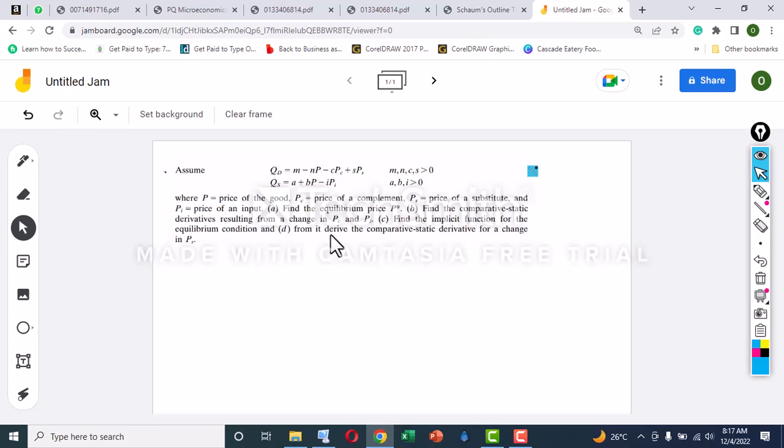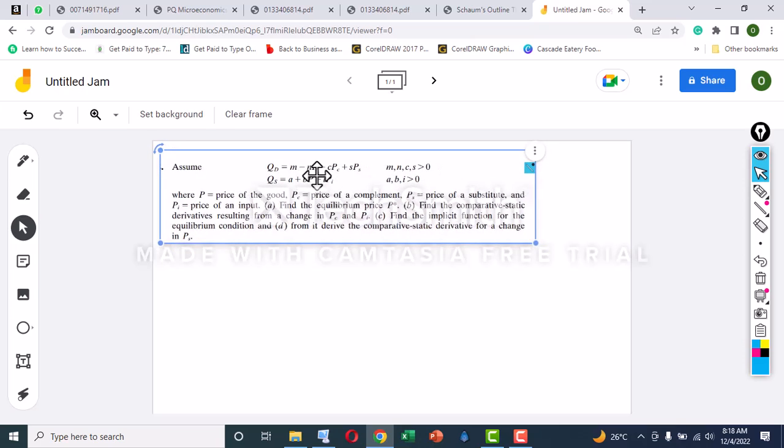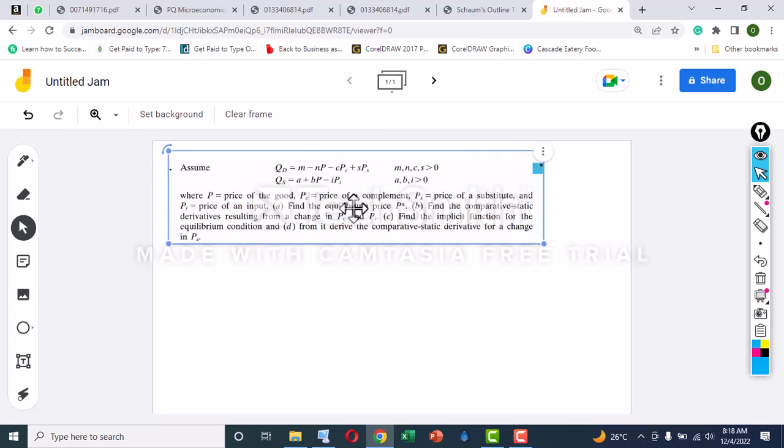This is a little different from the first one we did, because this one has more than one P. We have the price of the complement, the price of the substitute, the price of the input. It's more like the same thing, so it's nothing to worry about. The first thing is to find the equilibrium price. This one is very simple. Equilibrium price is just equating your quantity demanded to your quantity supplied, then making P the subject of the formula, as in this P, not the PC, not the PS, and not the PI, just the P alone.